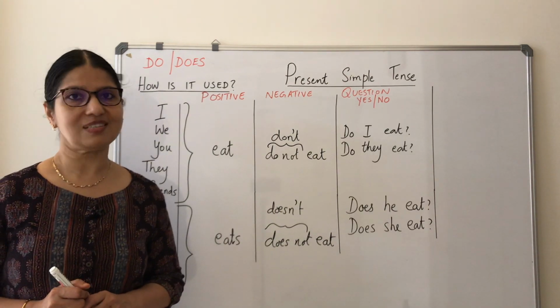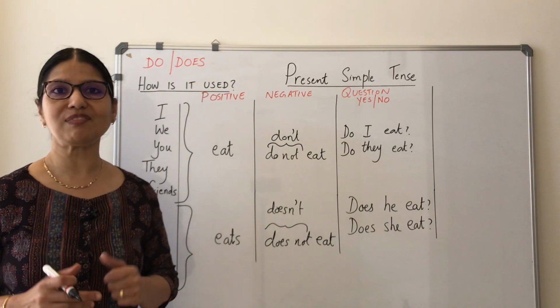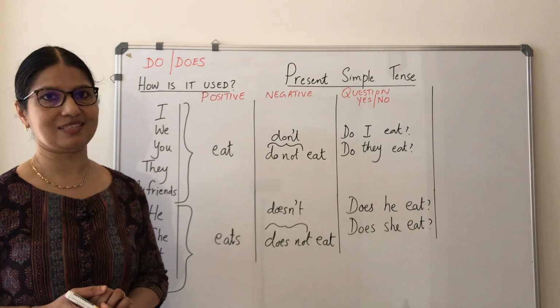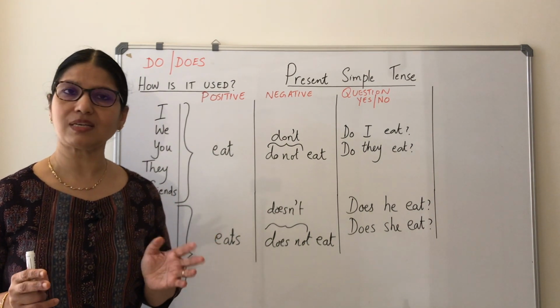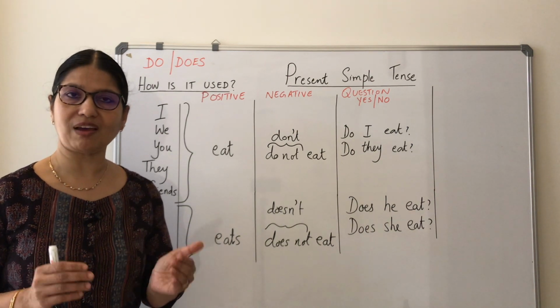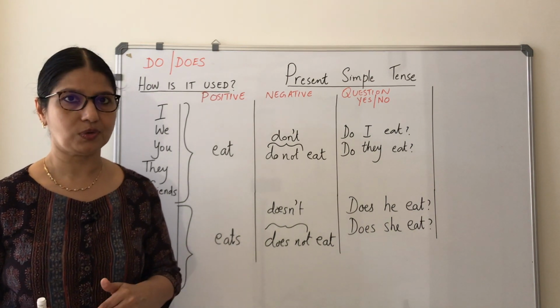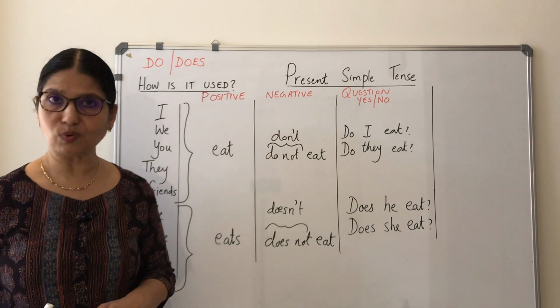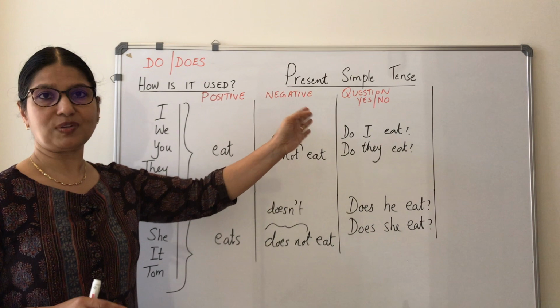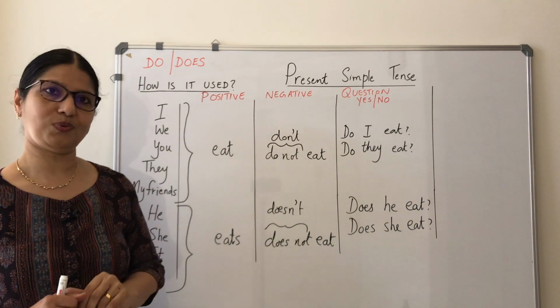Now the next question is, how do we form the question form using present simple tense? When we talk about questions, we have two kinds of questions. One is questions for which we have the answer yes or no. And we also have WH questions. Now let's focus on the questions which take the answer yes or no.